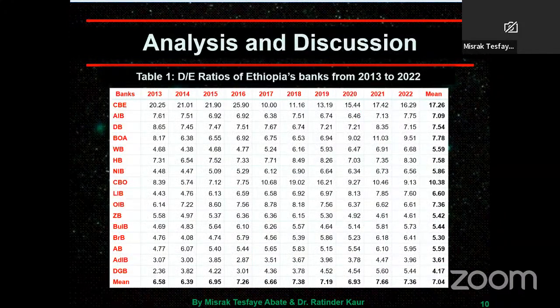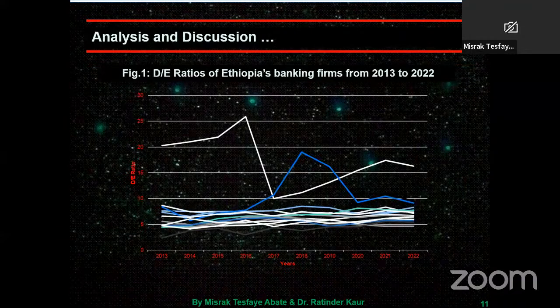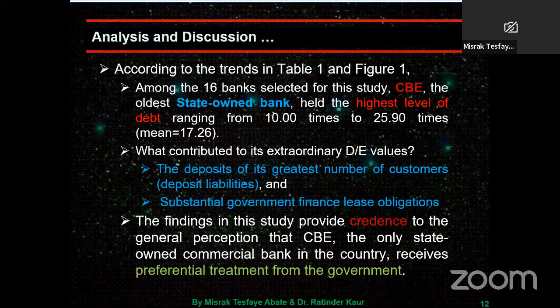This table shows the debt equity ratios of Ethiopian banks from 2013 to 2022. As shown on the table, the last column shows the mean debt equity ratio of each bank, and the last row shows the mean debt equity ratio of the banking sector of Ethiopia for 10 years. The metric 7.04 shows the 10-year average mean debt equity ratio of the Ethiopian banking sector. This is a graphic presentation of the debt equity ratios of the banking sector for 10 years. Now, what do we understand from this table and figure?